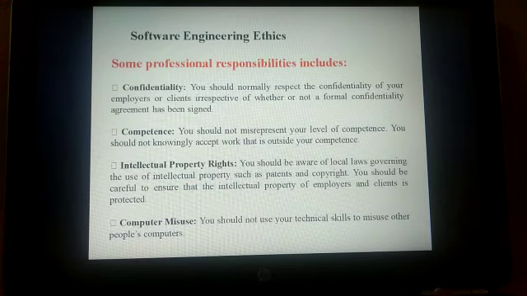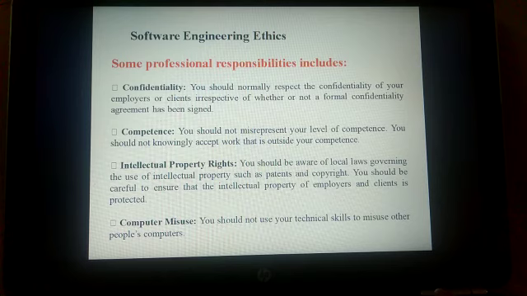As a software engineer, one must accept that the job involves wider responsibilities than simply the application of technical skills. One must also behave in an ethical and morally responsible way if he or she has to be respected as a professional engineer.